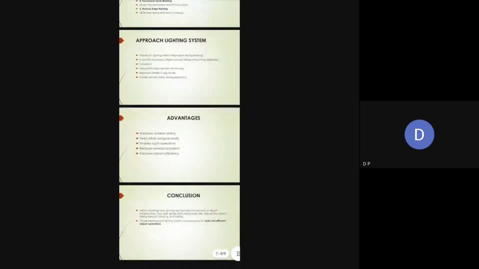Conclusion. Airport markings and lightings are essential components of airport infrastructure. They help guide pilots and ensure safe aircraft movement during takeoff, landing, and taxiing. Proper marking and lighting systems are necessary for safe and efficient airport operations. Thank you.